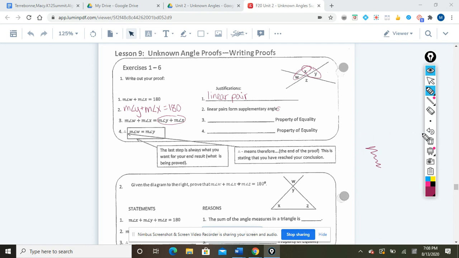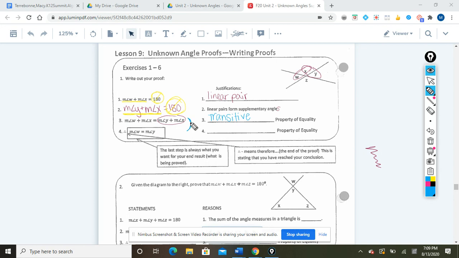Okay. So now what they did, I want a different color, is took this and took this and set them equal to each other. Because if they both equal 180, I can get rid of the 180 and say, well, then they both equal each other. If you remember from when we learned the properties, this is called the transitive property. It's basically when I substitute in a whole equation.